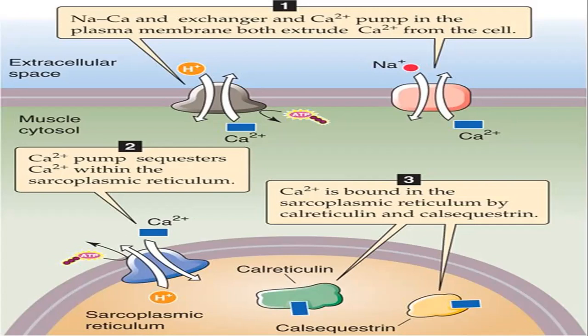So there is a pump, the calcium ATPase, the SERCA pump, which pumps calcium back into the sarcoplasmic reticulum. This calcium is now bound in the sarcoplasmic reticulum by proteins which are calsequestrin and calreticulin, so that the ionic level of calcium inside the sarcoplasmic reticulum remains low. This causes a buffering action so that the SERCA pump can continue to act.